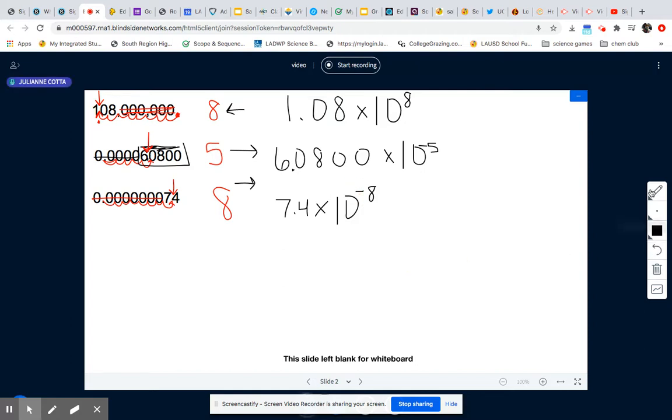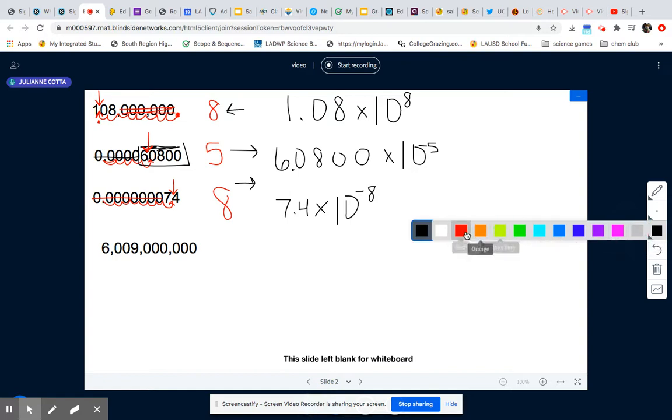Let's try another big number. 6 billion and 9 million. There's my number. Okay, so the first thing I want to do is put an arrow after my first number that's not a 0. So that would be 6. So that's where I know my decimal needs to go.